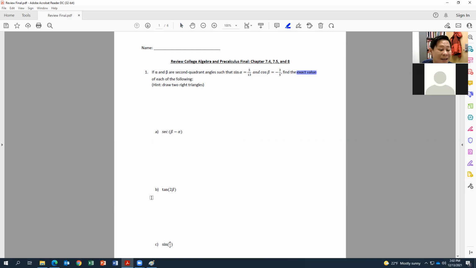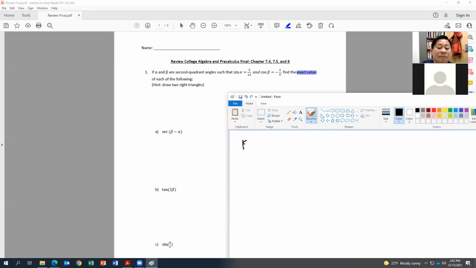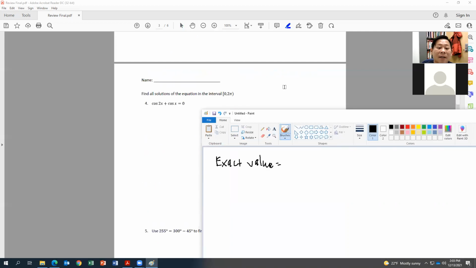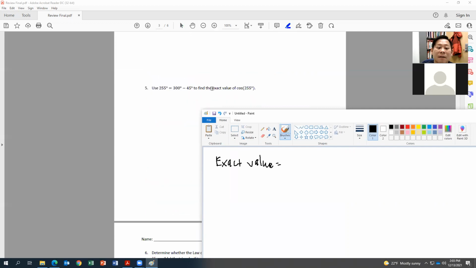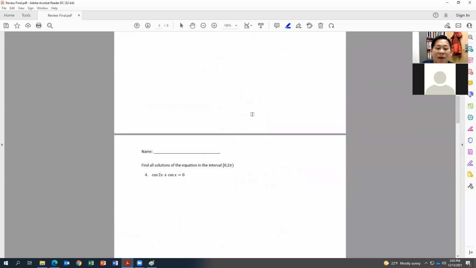Does anyone here know what exact value means? You see that a lot in my tests. You will see that there is exact value here. Mostly chapter 7 is the one that you see a lot of exact value in.